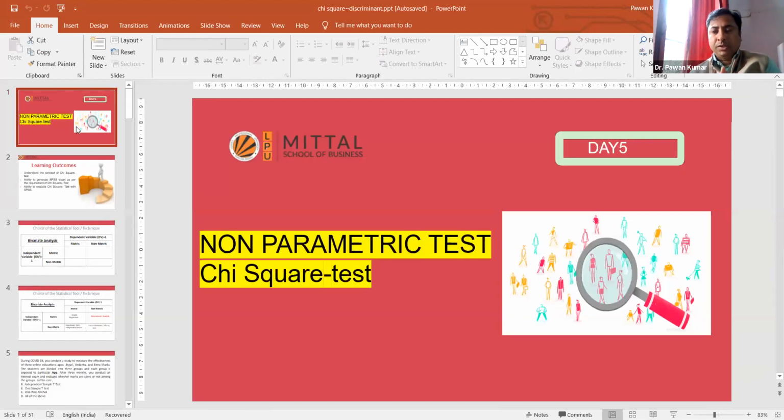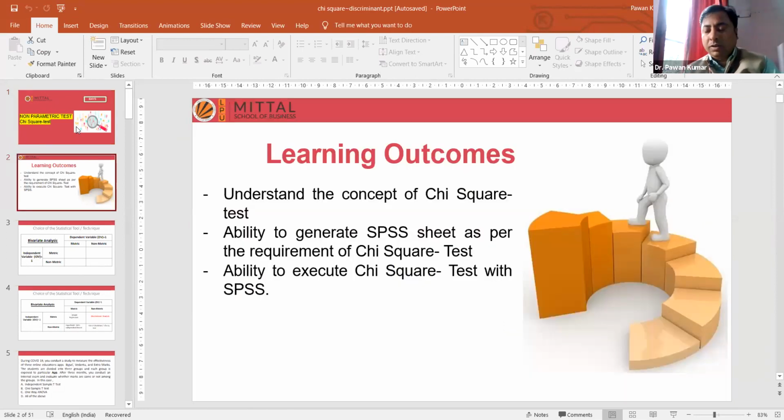All right. So we are on day 5. Today we are going to cover the very important non-parametric test, that is the chi-square test. I think it is a very popular test. As usual, the learning outcomes for this session are to understand the concept of chi-square test, to generate the SPSS sheet as per the requirement of chi-square test, and the ability to execute chi-square test with SPSS. These are the three important outcomes.